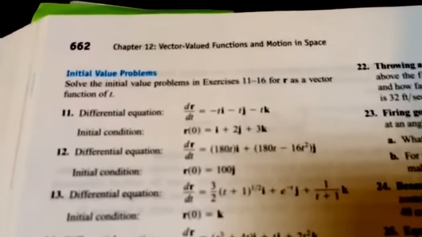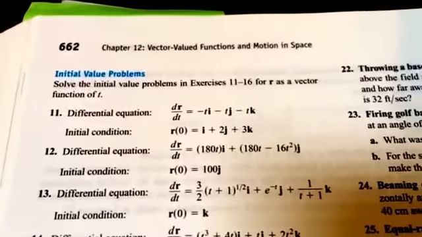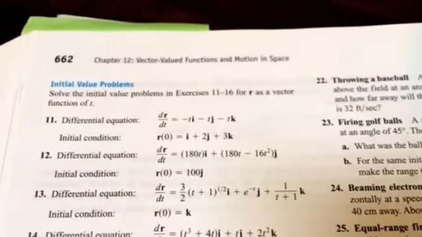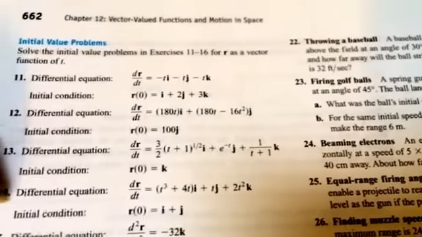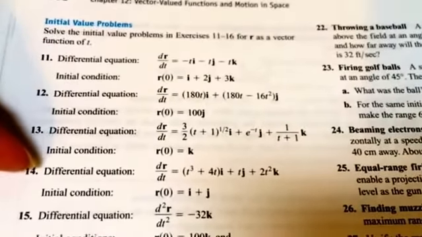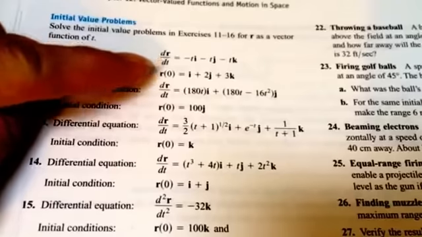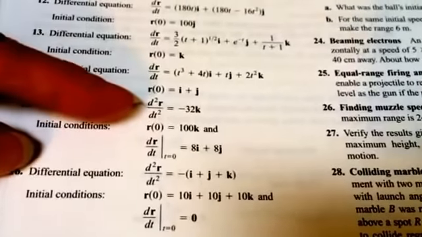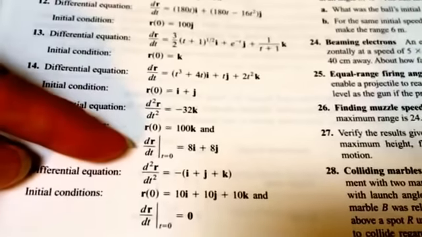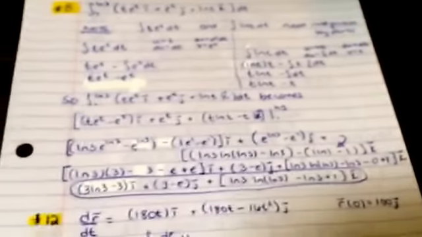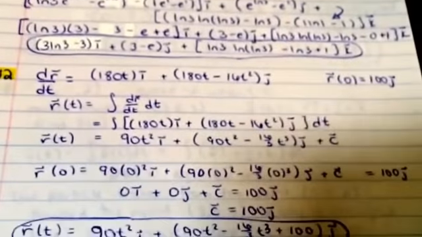You did this in Calc 1. I don't think they called them initial value problems, but here it says solve for r. So r is the position vector. And so they're either going to give you, like 12 through 14, the first derivative of r and one extra piece of information, or like 15 and 16, they're going to give you the second derivative of r and then 2 extra pieces of information. So for every time you have to integrate, you need another piece of information, because what you're doing here basically is finding the c, the constant.